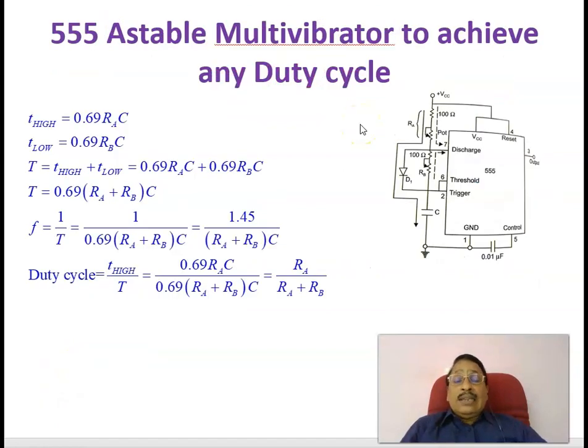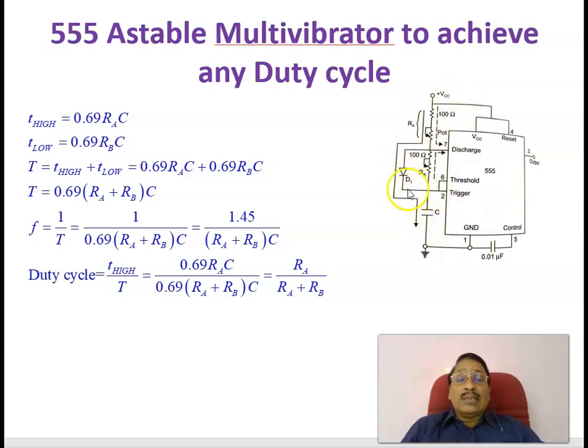In the previous slide, I told you that you cannot get a duty cycle less than 50% with that circuit. But with a certain modification of the circuit, in this 555 astable, you can achieve any duty cycle. The modification is that you connect a diode across RB, meaning that charging is through RA only. It does not pass through RB.